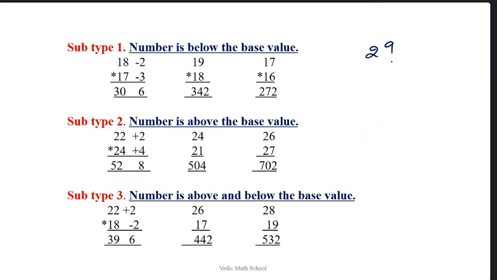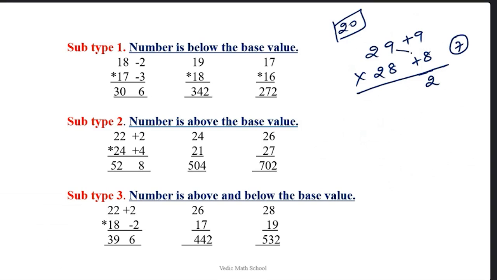Now, I'm taking one more example. The number is 29, multiply with 28. Now tell me, what are the differences? Plus 9 and plus 8. Let's take the base value 30. First we will do this one. 9 into 8, 72. 2, carry over 7. Next, 29 plus 8, 37. 37 into 2, 74. 74 plus 7, 81. 812.